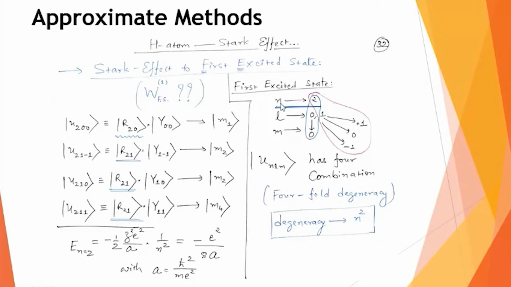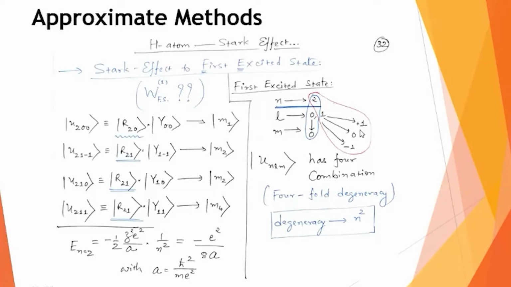But when you have a first excited state, the principal quantum number will take value 2, and because of this, now your L will take two possible values. It can take 0 value or it can take 1 value. And if L is 0, then corresponding to L equals 0, M will obviously be 0. But for L equals 1, you now have three values of M.